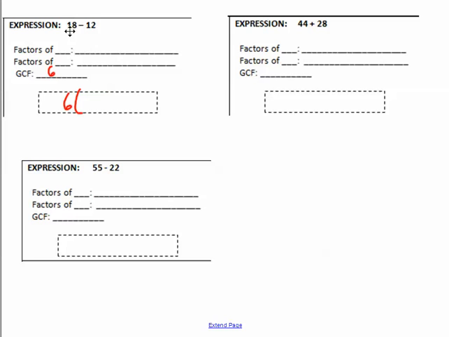So 6 times what would give me that 18? That would be 3. Keep my same sign. In this case, it's subtraction. And then 6 times what would give me 12? That would be 2. Okay? All right, you do these two. Pause the video and come back with your answers.